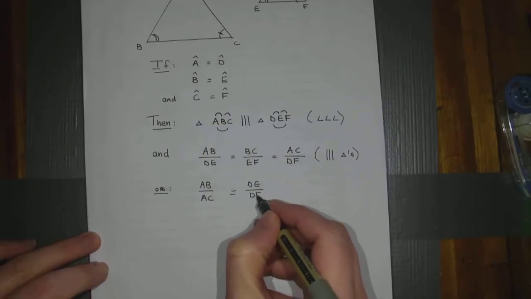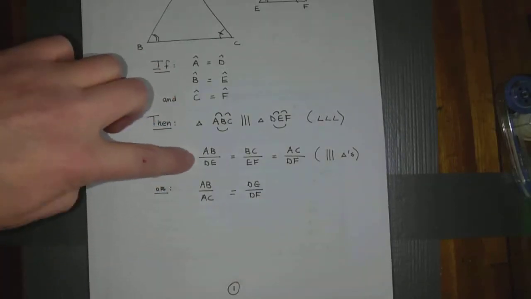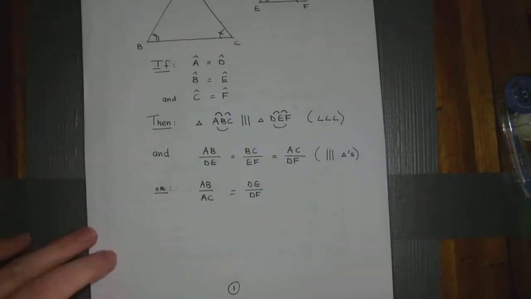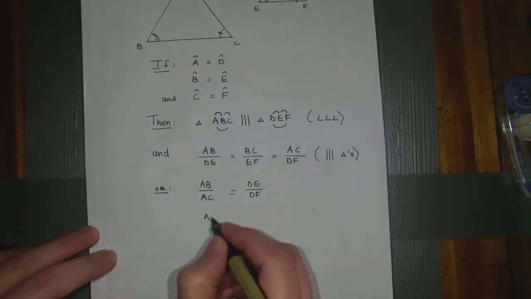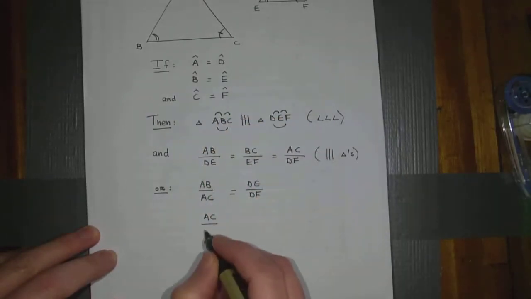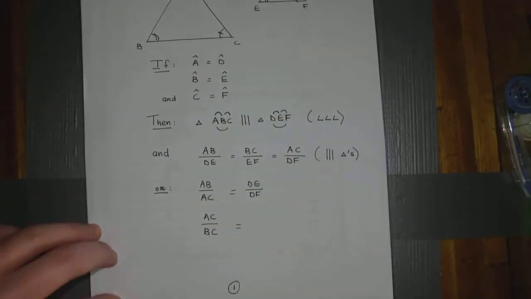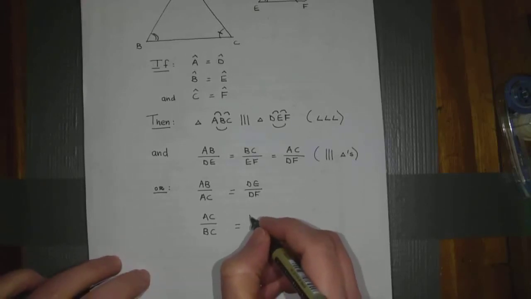But then, unlike this statement, there won't be another one that it is equal to. Do you spot that? Because I've repeated the pattern, I'm done. You can also go and say something like the following. You can say AC over BC is going to be equal to what? DF over EF, absolutely.